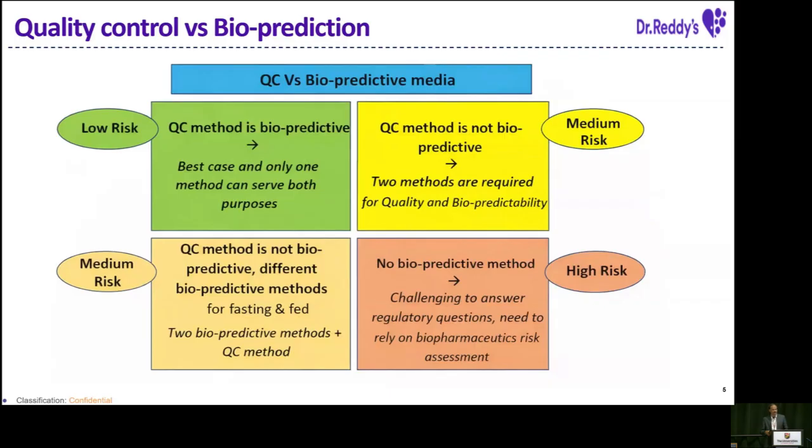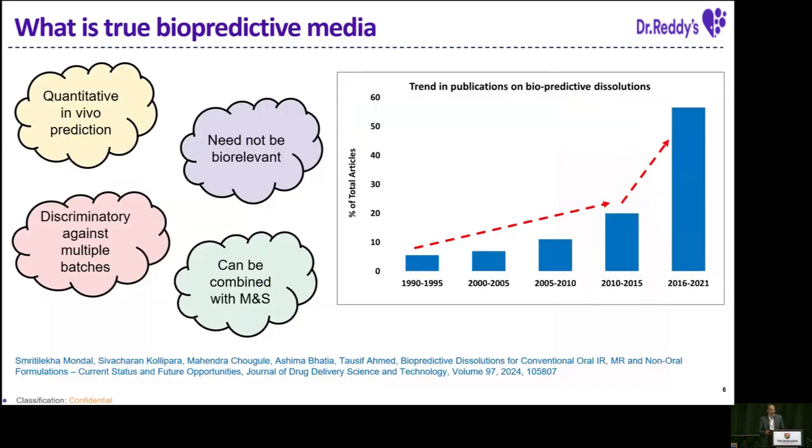And when you have a quality control dissolution available but you're not able to develop a biopredictive dissolution at all, that represents a high risk scenario. So it is possible that you may have a QC method which is biopredictive, which represents the best case, but in case you are not able to do so, then you are landing in a high risk scenario for your drug product. So what exactly is a true biopredictive dissolution?